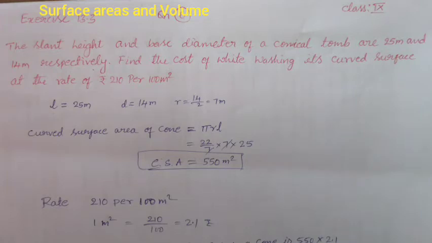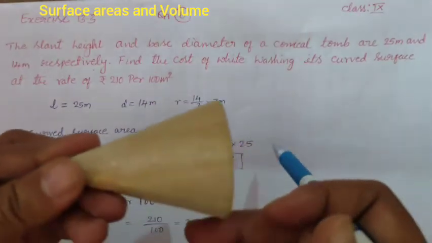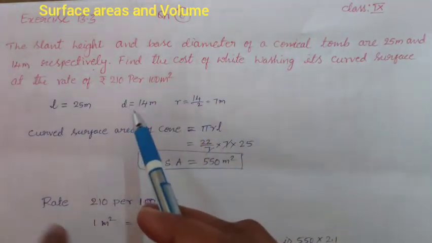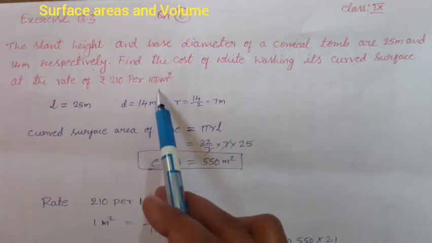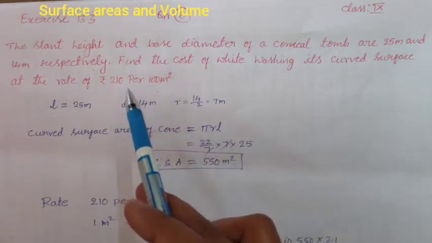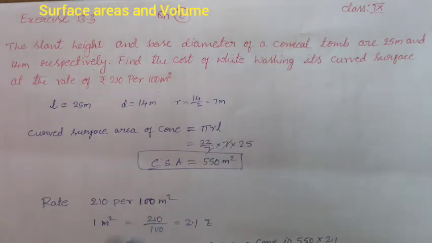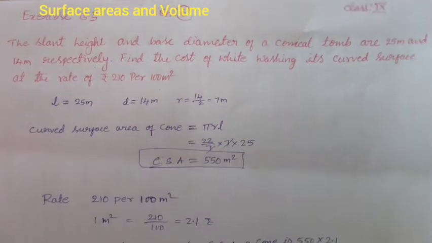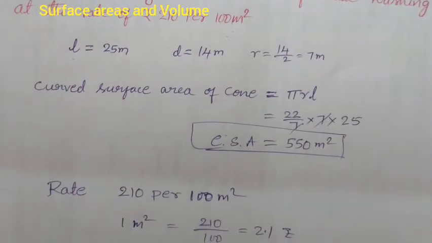So whitewashing, suppose I want to paint, whitewashing its curved surface area. Okay, so only I find the curved surface area, at the rate of 210 per 100 meter square. For whitewashing 100 meter square, the expense is 210. What is the cost of painting that curved surface area of that cone? Yes. So first we have to find the curved surface area of the cone.